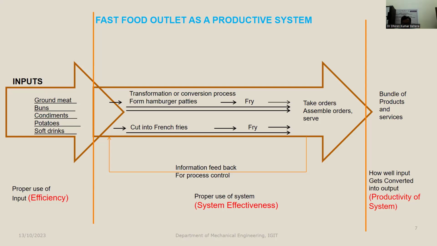So how do we define efficiency? Proper use of inputs. That is what we call efficiency. Similarly, proper use of the system is system effectiveness. And similarly, how well inputs get converted into outputs, that is productivity of the system. We call it the productivity of the system.